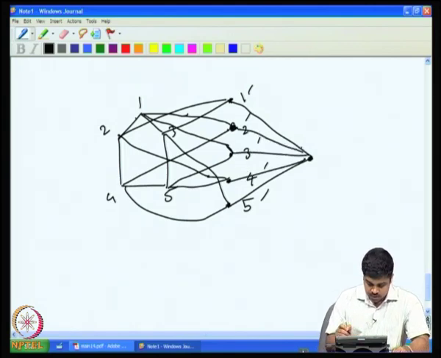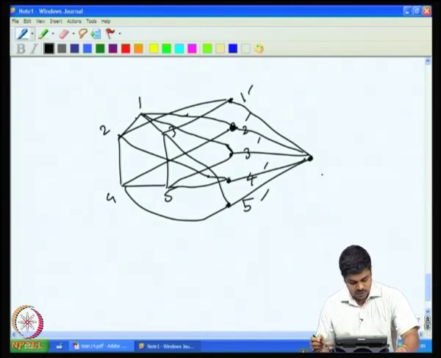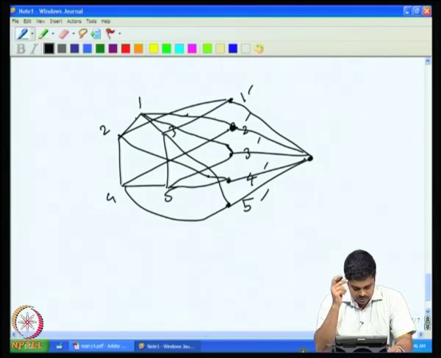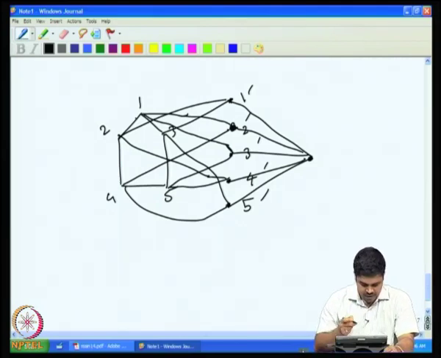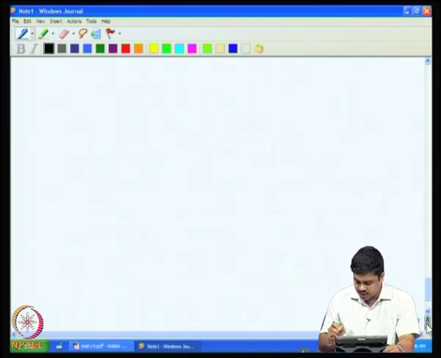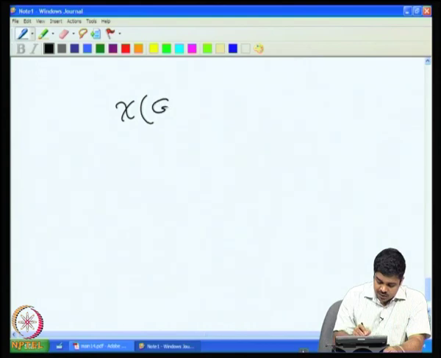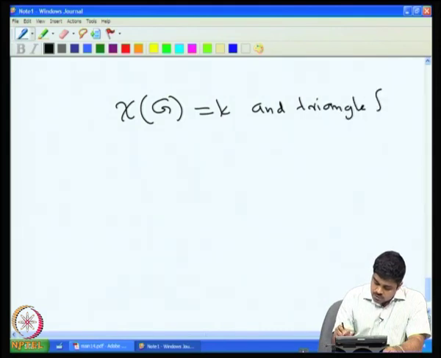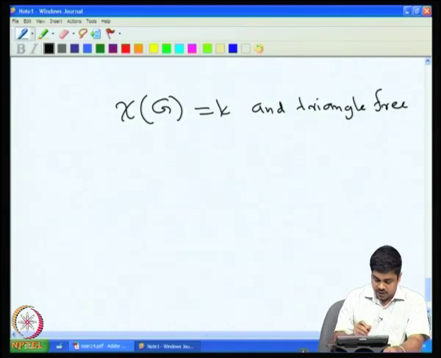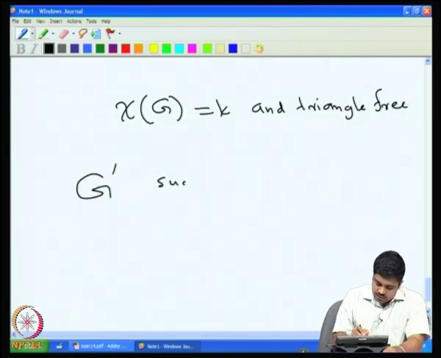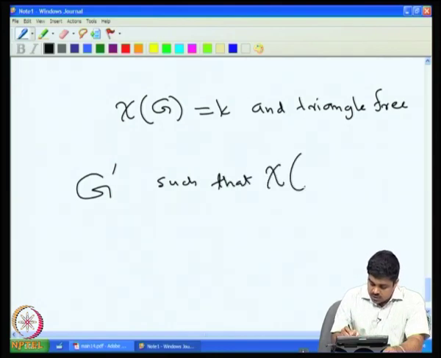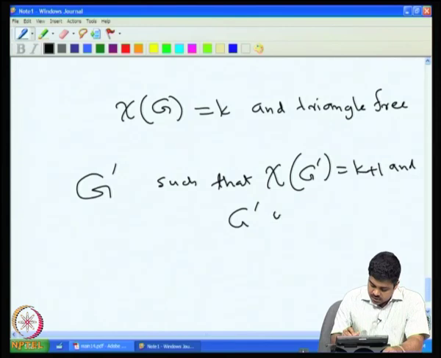So how many nodes here? 5 plus 5 plus 1, 11 nodes. It's easy to see that here we don't have any triangle, and also we can show that it requires 4 colors. So in general, suppose we get a graph with chi of G equal to k and triangle free. If you know that G is of chromatic number k and it is triangle free, then how do you find a G dash such that chi of G dash is equal to k plus 1 and G dash is triangle free?